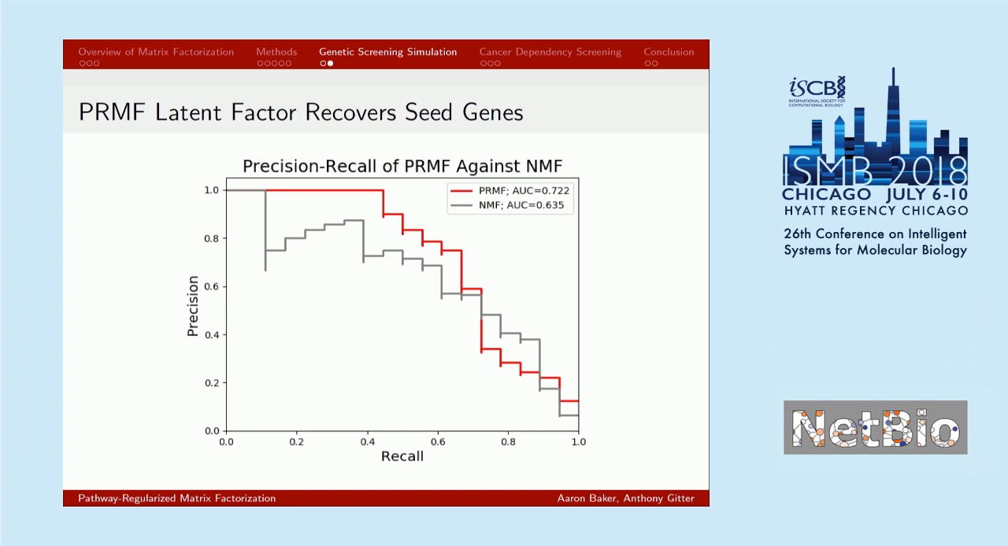And thinking about it in this context, we can then look at typical metrics for measuring classifier performance, such as precision recall curves. And I'm showing the precision recall curves for our method along with traditional NMF, or non-negative matrix factorization. And you can see that PRMF performs better. And in particular, the precision values are very high for the early recall levels. This means that the most confident predictions are accurate. And this is particularly important in biological applications because we might only look at our most confident predictions for follow-up studies in the lab.